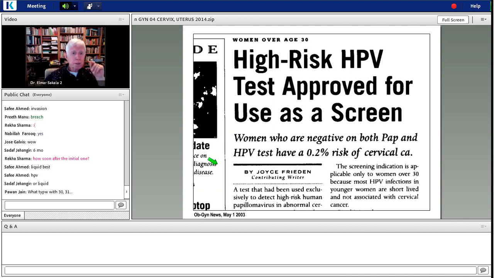You know, the HPV screening is really, really sensitive. And notice here, women who are negative on both the cytology, the pap smear, and the HPV test have a 2 per 1,000 risk of cervical cancer. That's why once you have a patient between age 30 and 65, if you do an HPV and a cytology and they're both negative, you can go every 5 years.